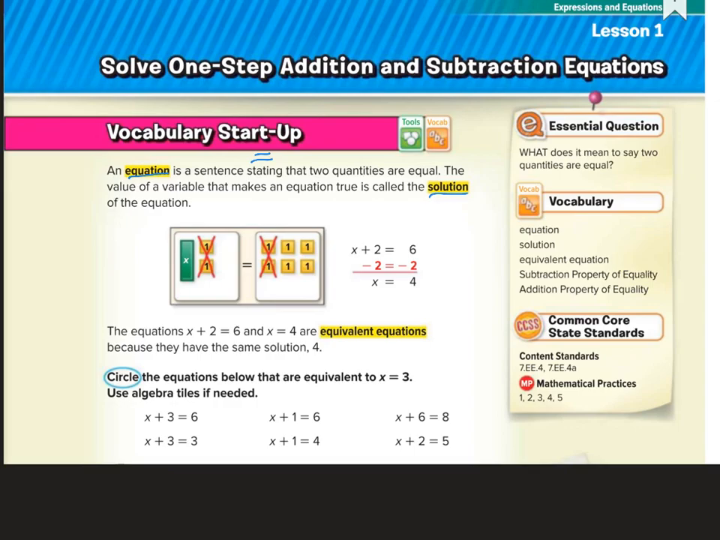The equations x plus 2 equals 6 and x equals 4 are equivalent equations because they both share the same solution of 4. So equivalent equations are two equations that share the same solution. It says circle the equations below that are equivalent to x equals 3. Use algebra tiles if needed.